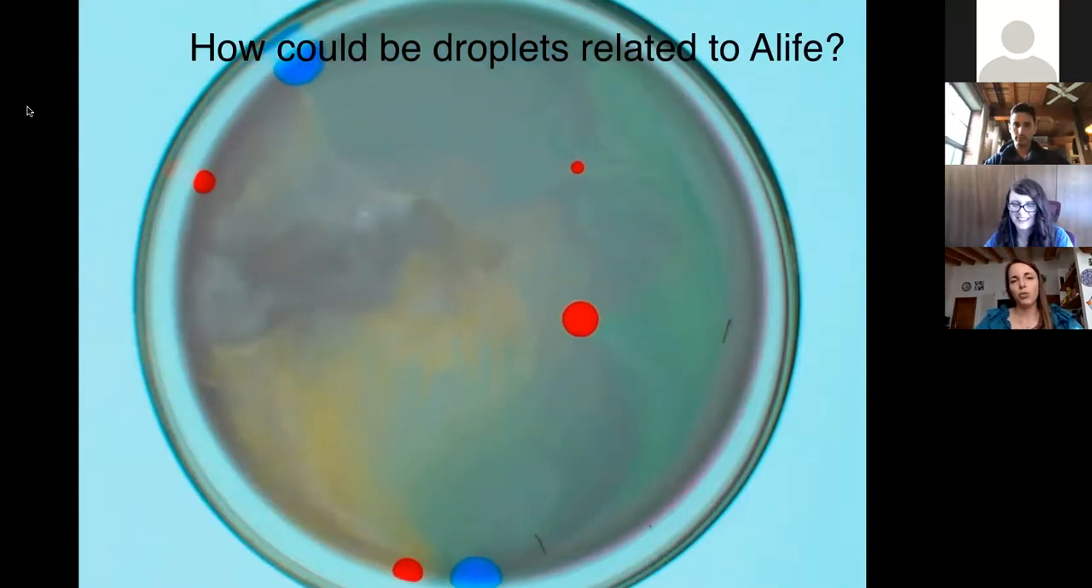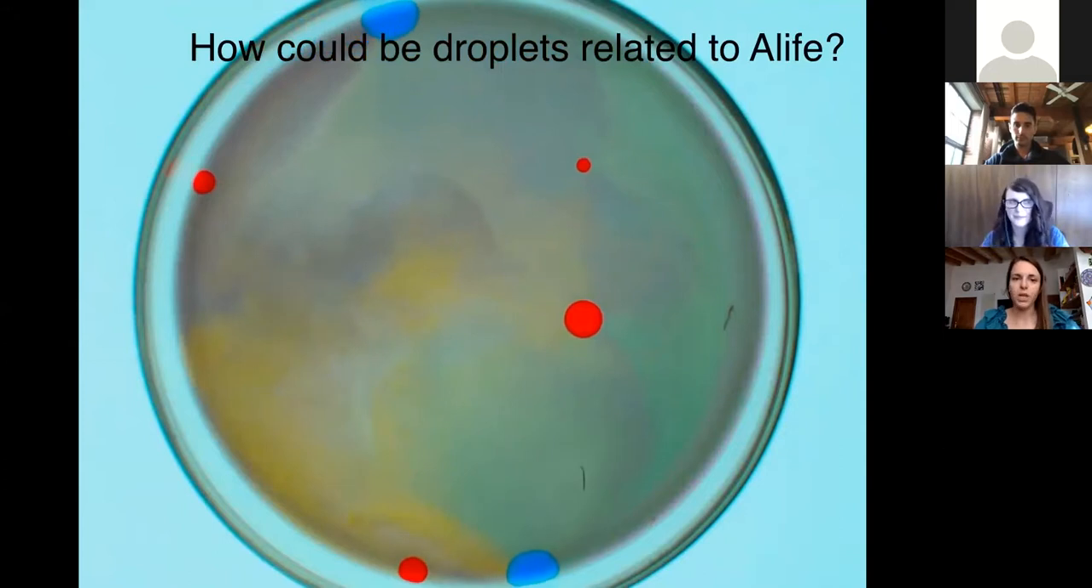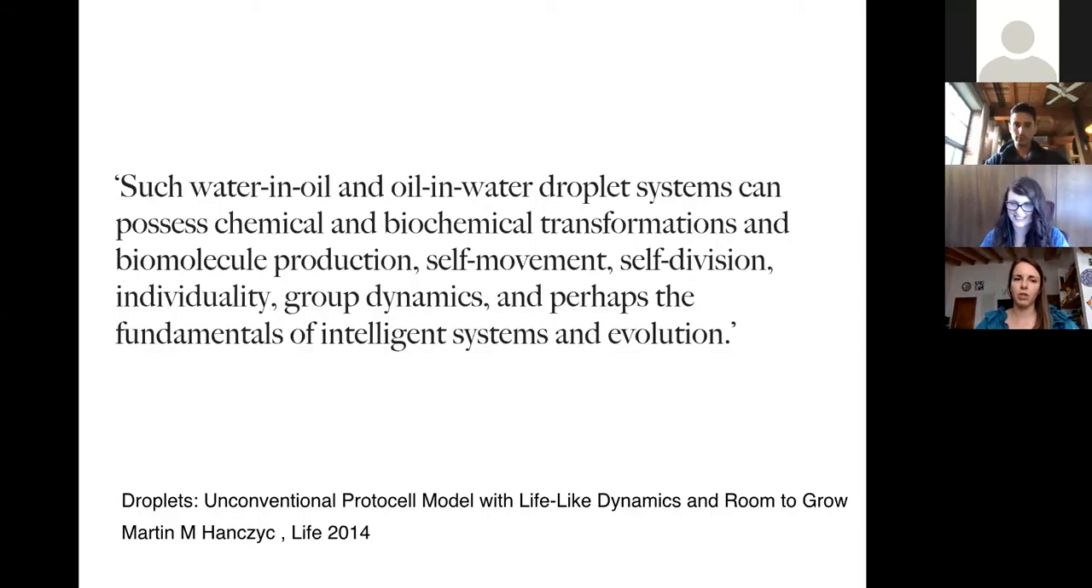But let's describe better what these behaviors are that droplets can show. There are behaviors such as self-movement, self-division, individuality, group dynamics, and even intelligence, maybe. So let's start with the individuality and group dynamics that droplets could show.